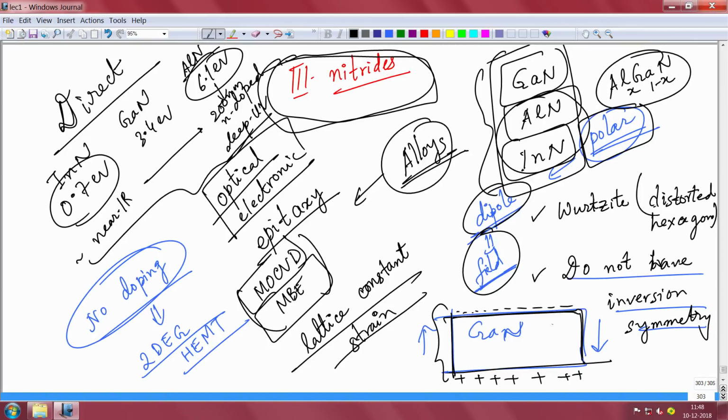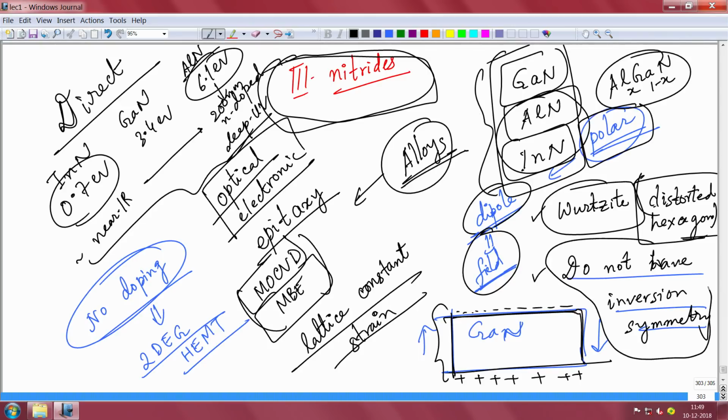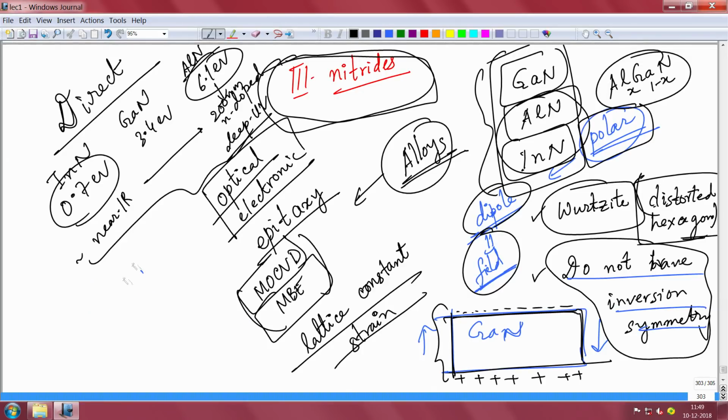This is because the crystal structure of gallium nitride is wurtzite, and wurtzite is essentially like a distorted hexagon, and because of that this material does not have a center of inversion symmetry. What does it mean? If you take a piece of silicon or gallium arsenide or anything, and you flip it upside down, that means if this is the top surface and this is the bottom surface, nothing will change because this is the same plane.